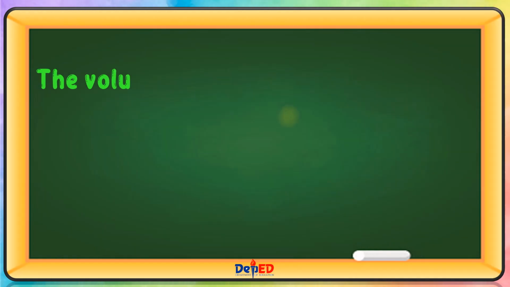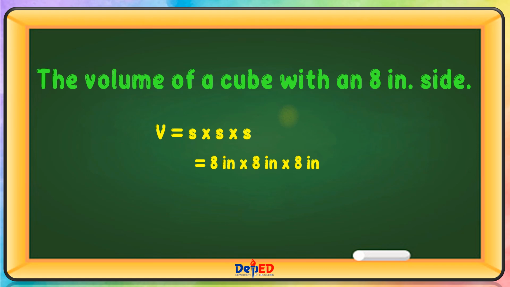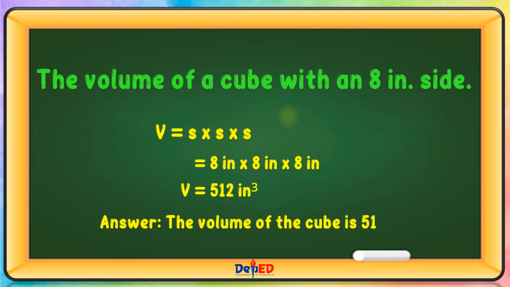The volume of a cube with 8 inches side. Volume is side times side times side equals 8 inches times 8 inches times 8 inches equals 512 cubic inches. Our answer is the volume of the cube is 512 cubic inches.